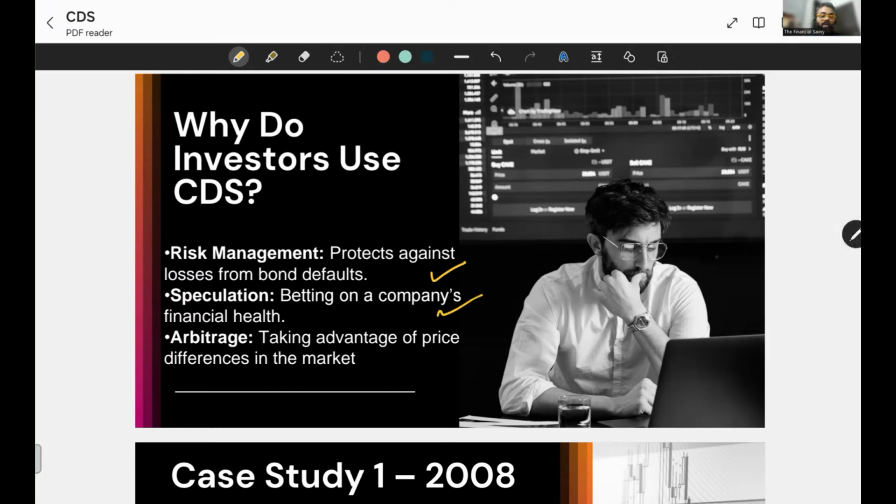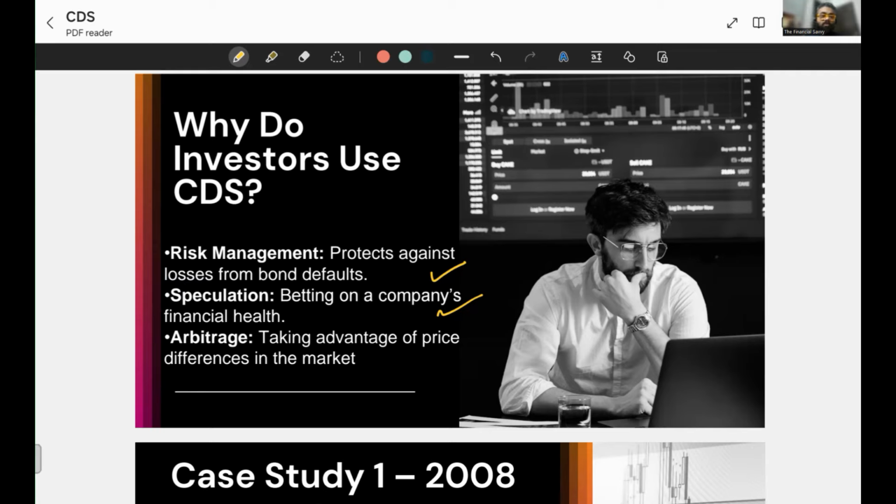Investors sometimes use CDS for speculation as well. Speculation means they are trying to bet on defaults. Traders use CDS to profit if they believe a company that takes on a loan might go bankrupt, right? So that's why speculators use CDS in that case as well. They take a bet on the default of the reference entity. Here the reference entity means who is actually taking up the loan, right? The borrower who might go bankrupt.